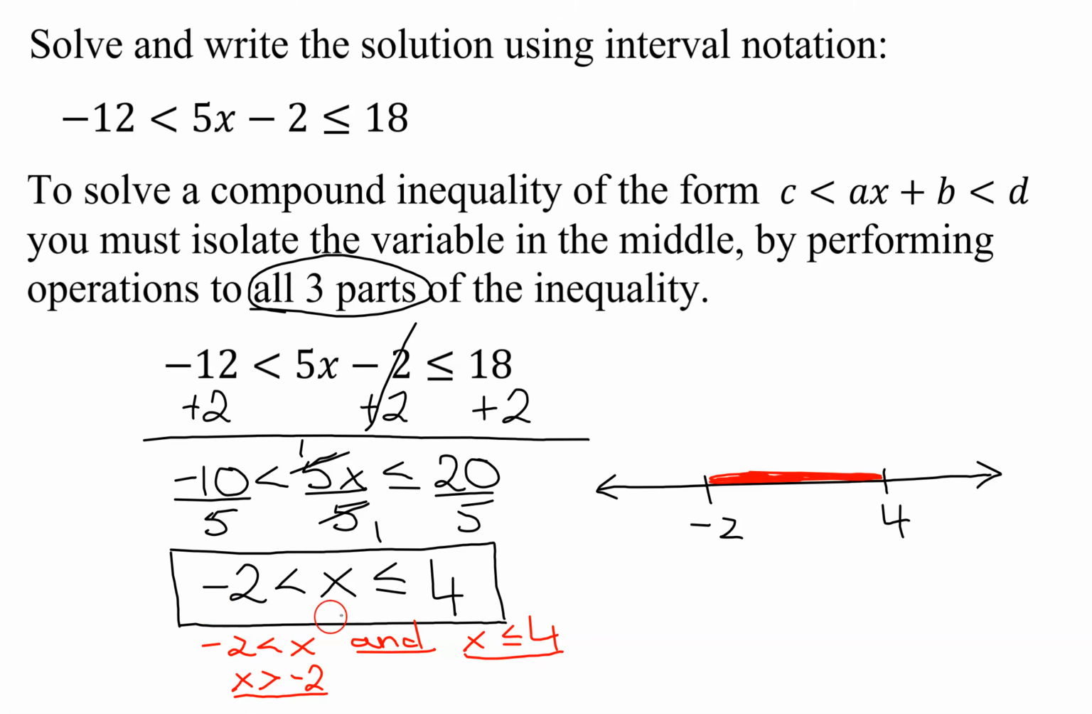So I tend to think of this statement as an in-between statement. x lies in between this number and this number. What endpoint do I put on the negative 2? Since there's no equals, it's a parenthesis, but there's an equals on the 4, so I have to use a square bracket. So my interval notation is parenthesis negative 2, comma 4, square bracket.